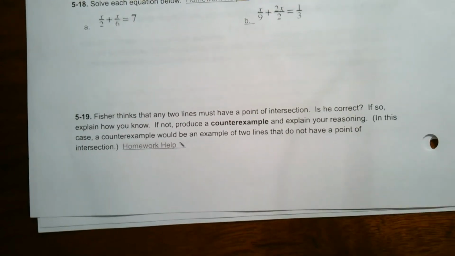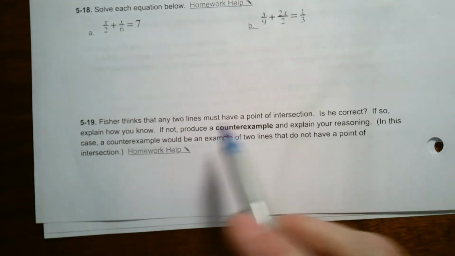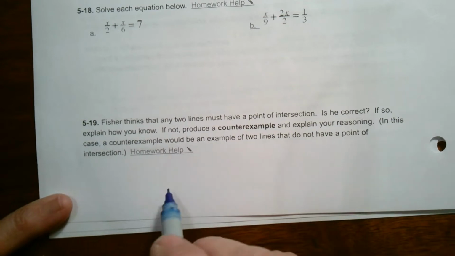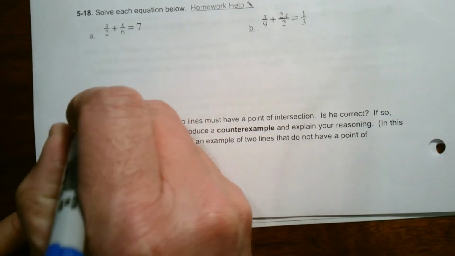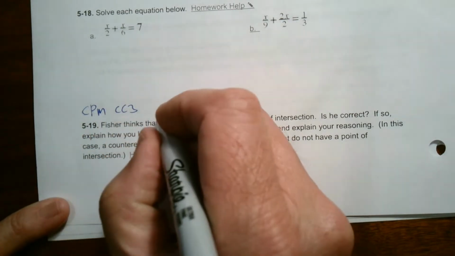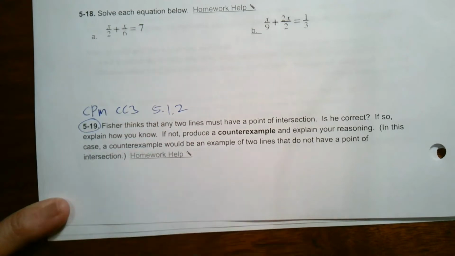We are talking about lines. So when you graph lines, and whether all lines have intersection points or not. So I'm going to talk through this. I'm taking this problem specifically, this is from CPM, and this is course 3. This is section 5.1.2 and number 519.